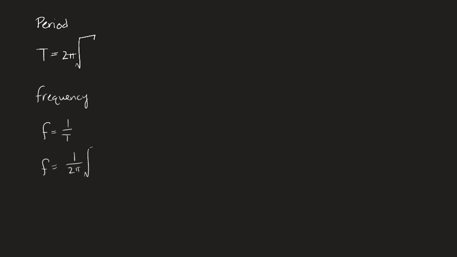So in order to start this discussion, I want to kind of put everything up there that you should already know, but in maybe a slightly different form. For example, we have expressions for period. Right? Something like T equals 2 pi times the square root of something, right? And we have frequency, which is 1 over the period, or by extension, 1 over 2 pi times the square root of something.